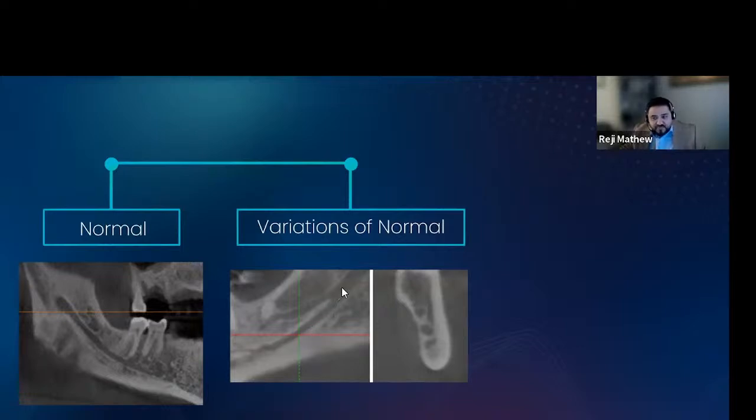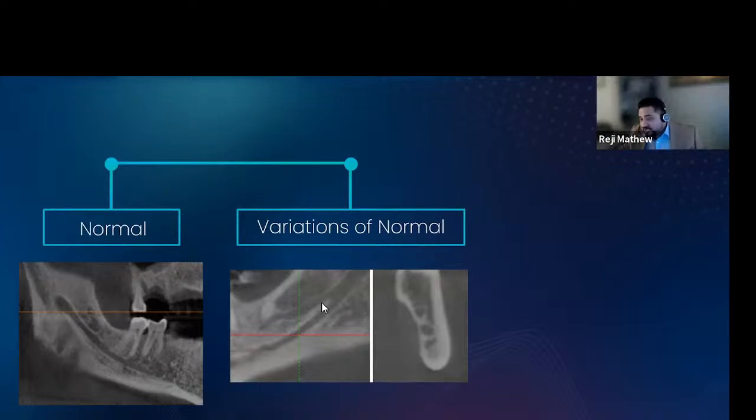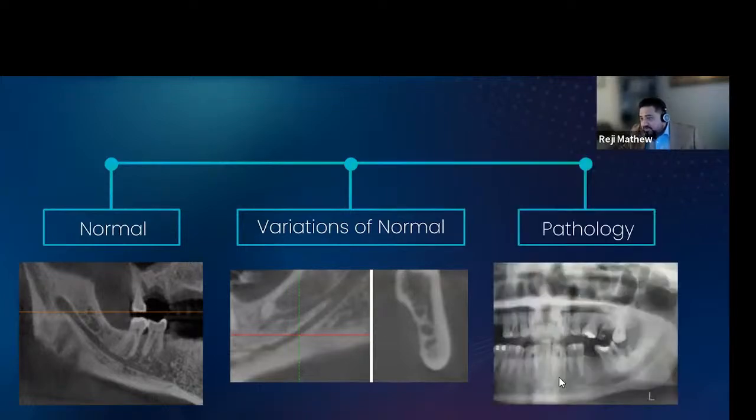We see it, but this is a bifid canal, which would be a variation of normal, which probably should raise a concern when you are placing an implant, but it's not a pathology, it's a variation of normal. But when you look at this one, this is actually a pathology. You can see the widening of that inferior alveolar canal. The canal has been widened, and it's most likely a schwannoma or a tumor inside the inferior alveolar canal.